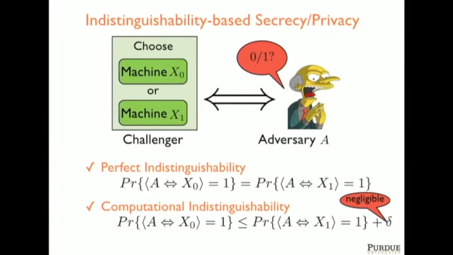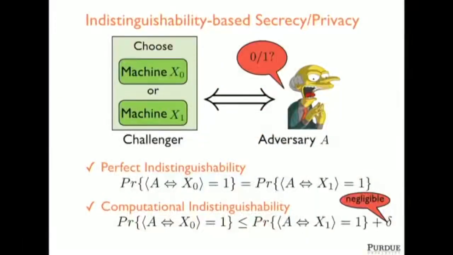All right, and the perfect indistinguishability, which we typically achieve with one-time pad, if you have already done some study in there, happens when the probability that the adversary interacting with, let's say, machine x0 and providing an output 1, is equal to the probability that it outputs the same value 1 when it is interacting with machine x1.